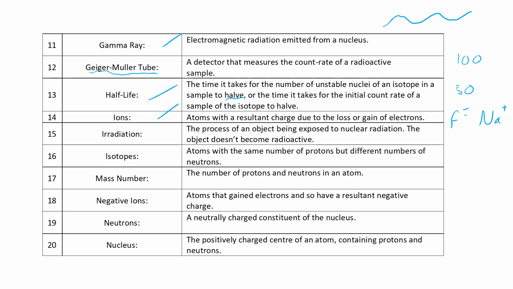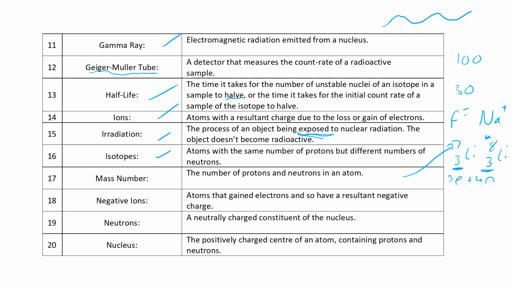They are ions. The process of an object being exposed, okay, so this is exposed to, so that means it's kind of not actually touching you, right? It does not become radioactive, is irradiation. Atoms with the same number of protons but different number of neutrons, so lithium-7, lithium-8. It's got the same number of protons, but then it's got one more neutron with the 8. That's an isotope. The number of protons and neutrons in an atom, so that's 7 there, tells me it's got 3 protons plus 4 neutrons.